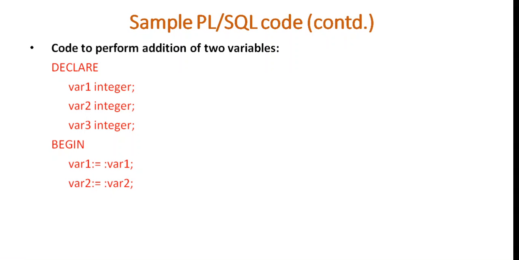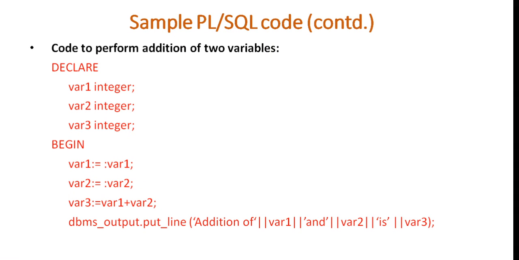So in the begin section we are reading values for variable 1 and variable 2 from the user by using the colon operator, and then we are adding those values into variable 3. By using the DBMS_OUTPUT.PUT_LINE method we are displaying the addition of the two variables. Here I have given the message: addition of variable 1 and variable 2 is variable 3.